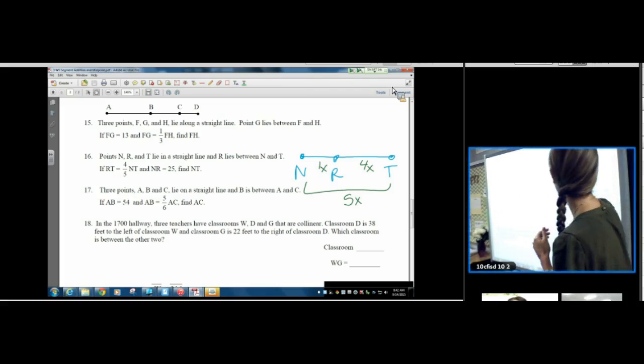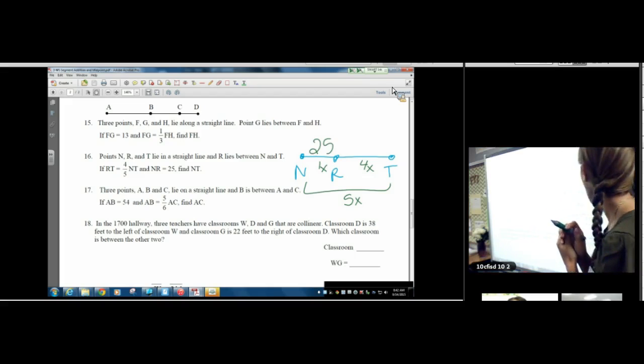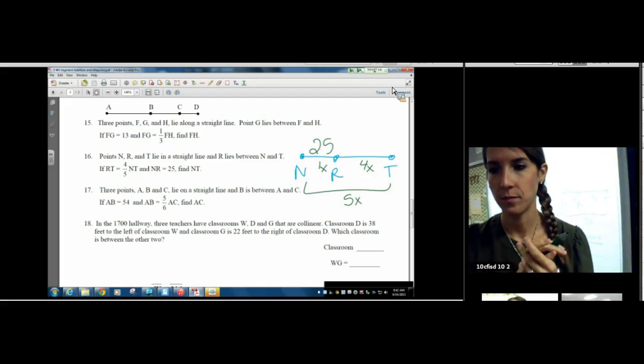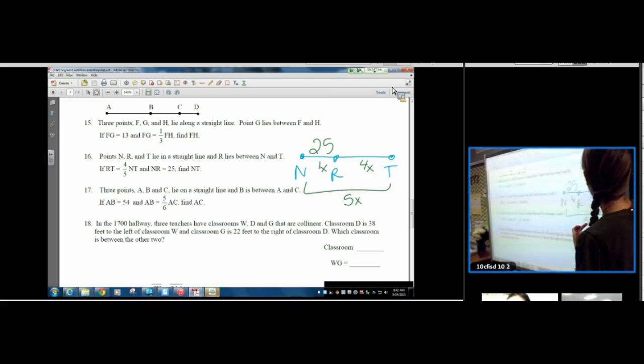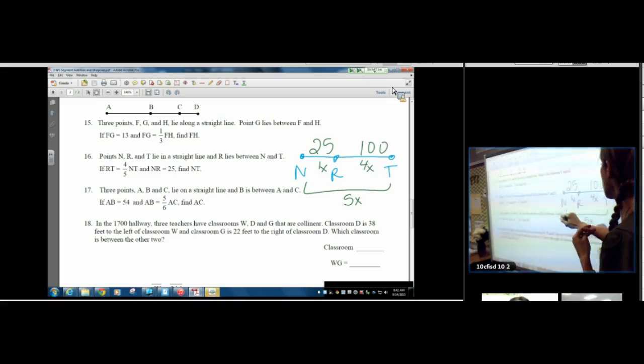NR is 25. Find NT. All right, so if 1x is 25, then 4x is 100. And then the whole thing is you add them up, 125.